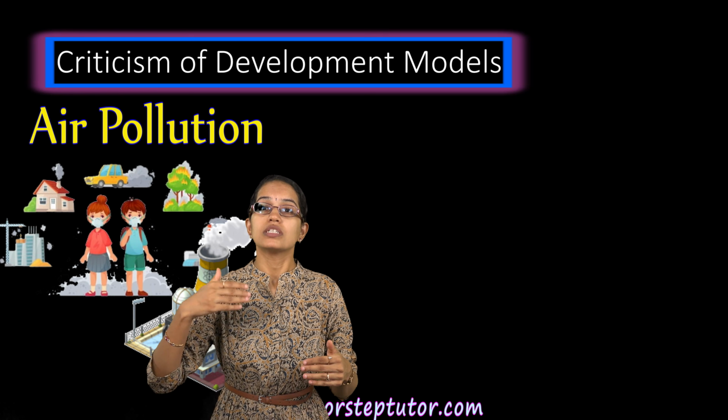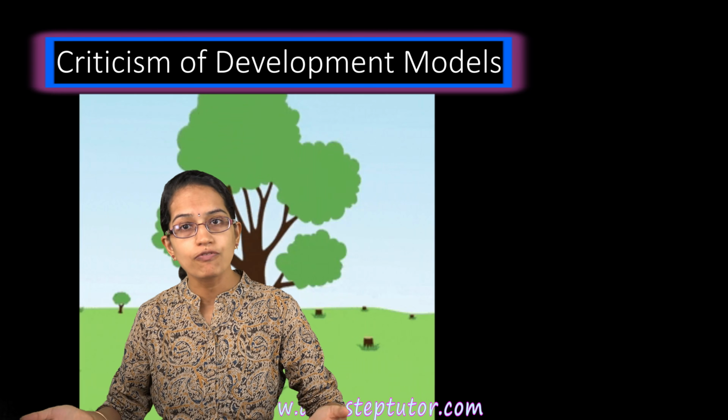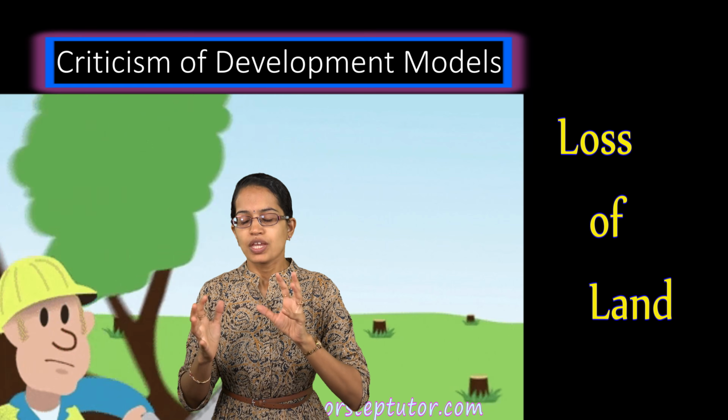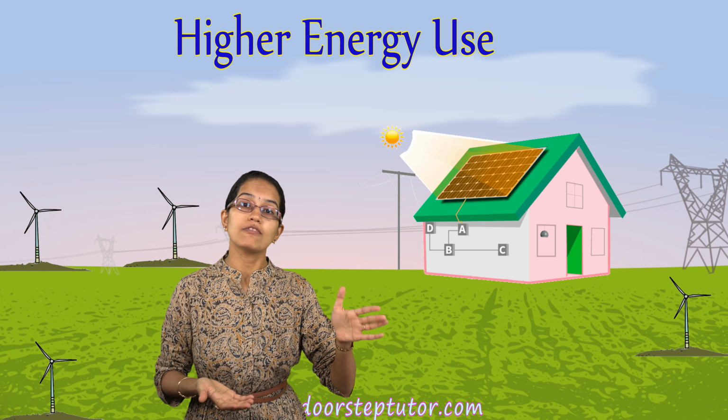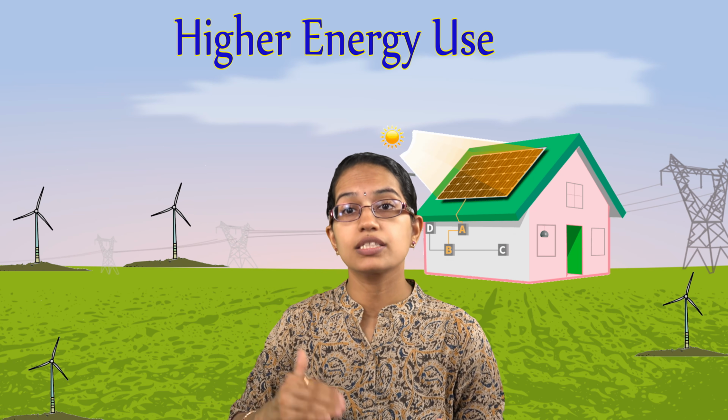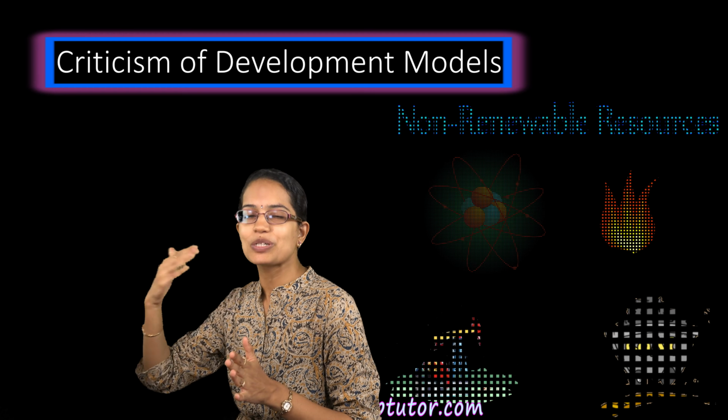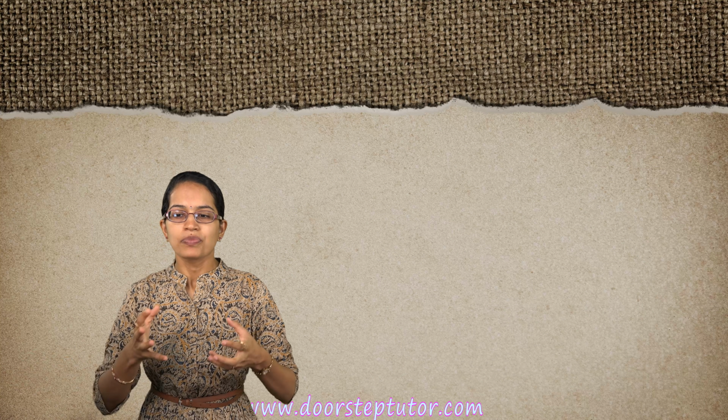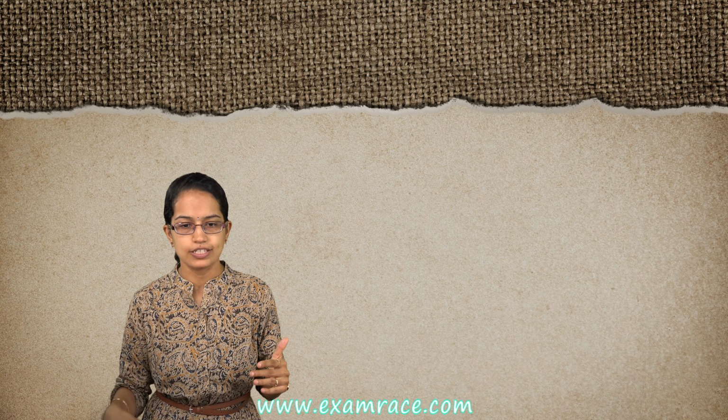Similarly, air pollution, traffic issues, traffic congestion, loss of forest area, loss of land, higher amount of energy use. Switching from non-renewable to renewable is another important need of the hour, because the non-renewable sources of energy would be exhausted very soon. So what we need to do is to immediately switch to the renewable sources of energy. So looking forward towards that aspect is very, very important. So whenever we talk about the criticism under the development model, we can classify those under economic cost, social cost, and environmental cost that one has to bear.